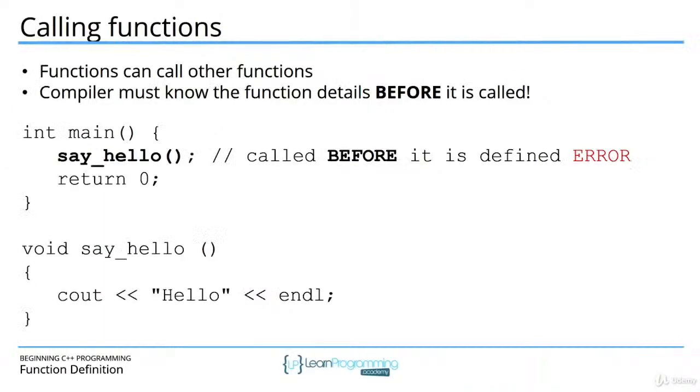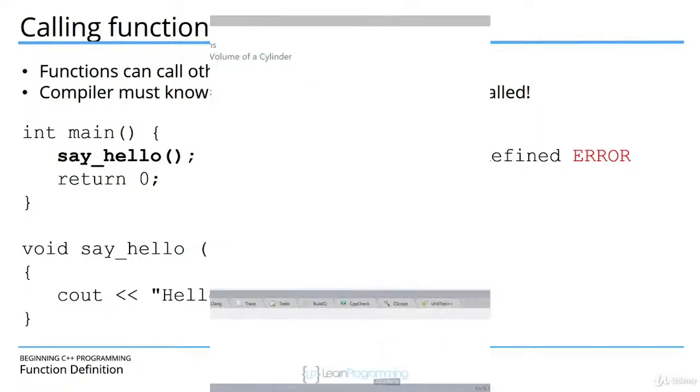There is one caveat about function definitions. The compiler must know the function details, that is, the function name, the parameters, and so forth, before the function is called. So look at this simple example. I'm calling say hello in main, but the compiler hasn't seen the definition of say hello yet. In this case, you'll get a compiler error telling you that say hello has not been declared in this scope. We'll talk about how to solve this issue with function prototypes in the next video. But before we do that, let's head over to the IDE and write a few functions.